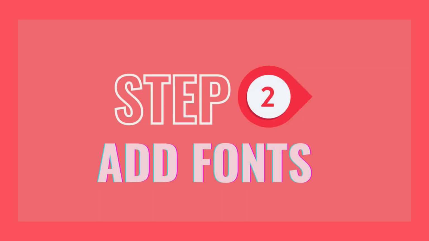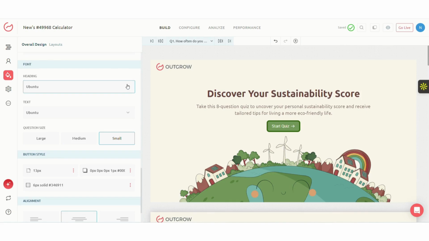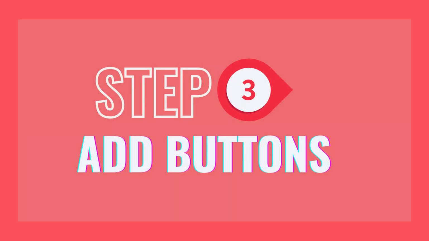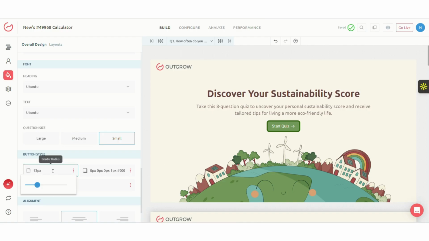Step 2. Add fonts. Choose from a variety of font styles and adjust the size to match your brand's tone and personality. Step 3. Add buttons. Customize your buttons by changing size and style to make them stand out.